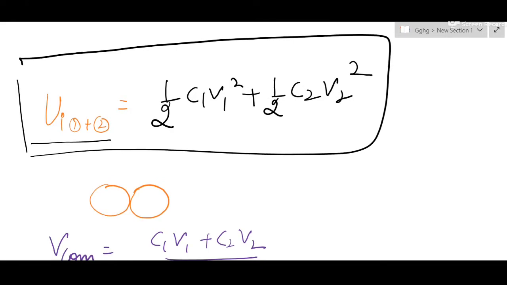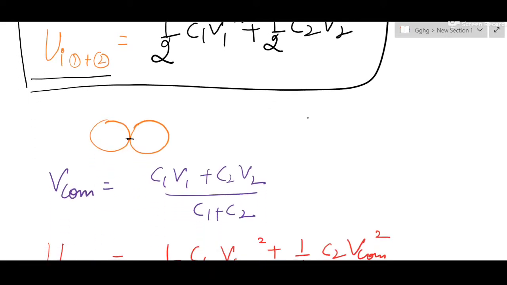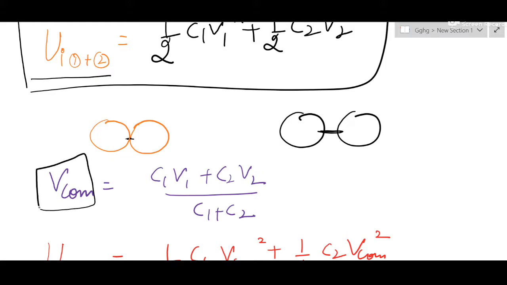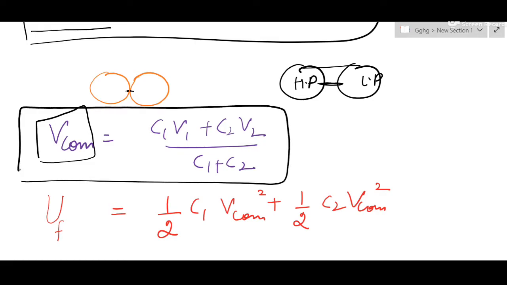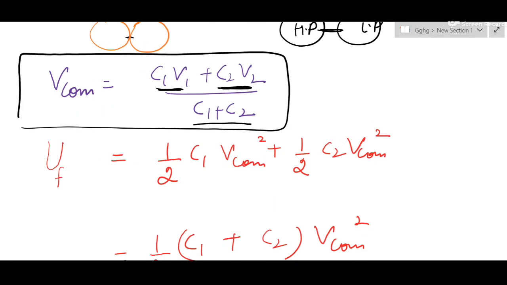Now I need to find the final potential energy. For final, they will be put in contact or connected via wire, so they will settle at common potential. This is what we wrote in the beginning, that the charges will flow from higher potential to lower potential till they achieve common potential, equal potential. The formula of common potential we are already aware of: C1 V1 plus C2 V2 divided by C1 plus C2. So the final potential energy will be half C1 V common square plus half C2 V common square, because both the capacitors have potential V common.